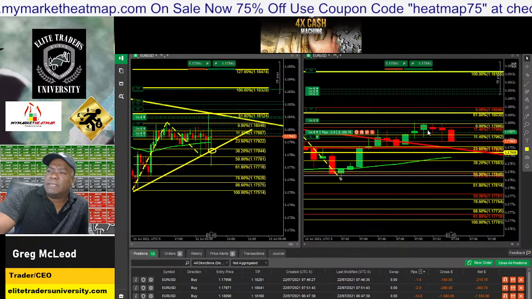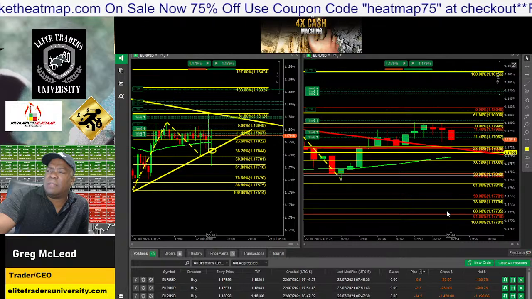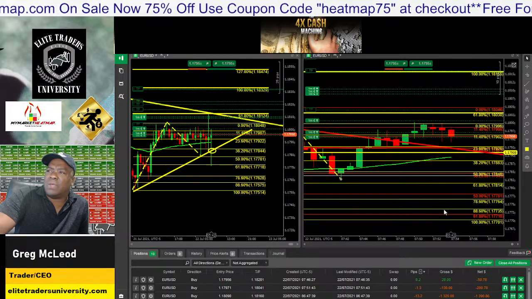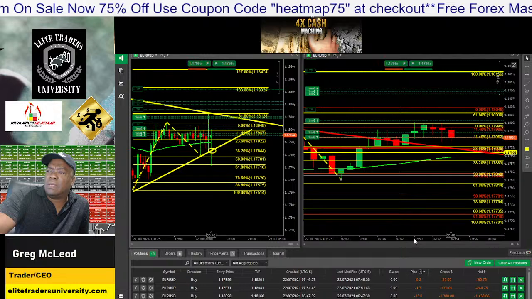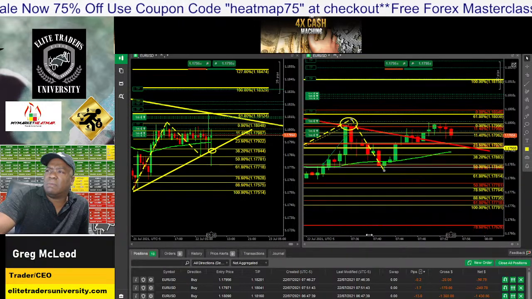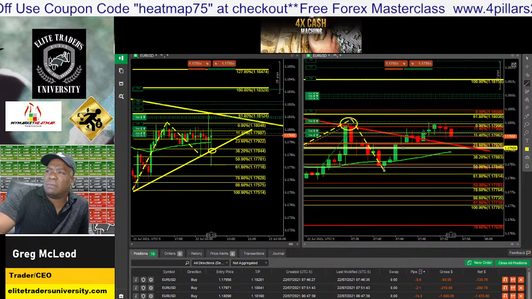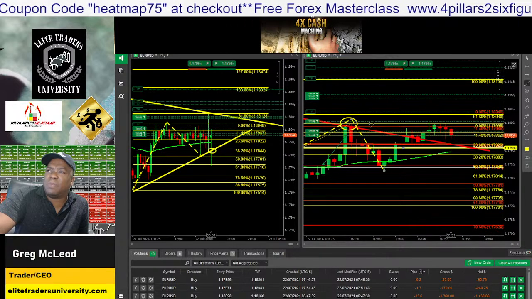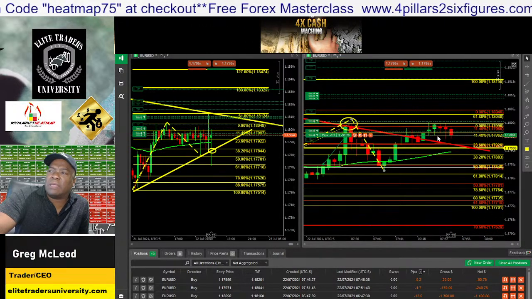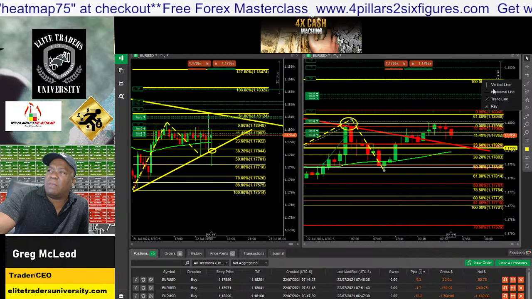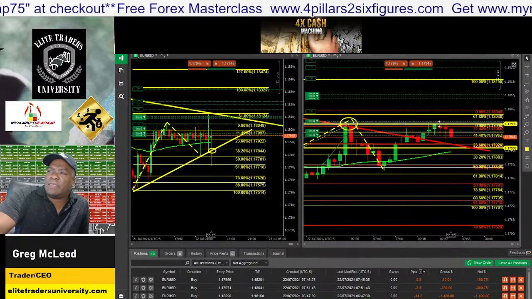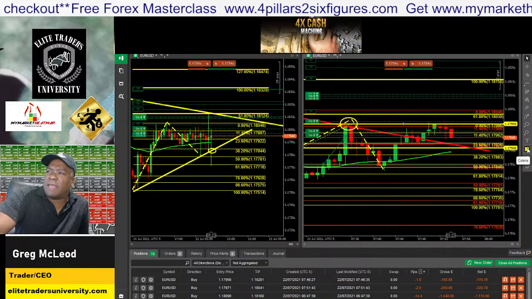There's sellers coming in like, oh no, you don't. I mean, it's a double. We got a double top. The workings of a double top, right? Rejection at this area.